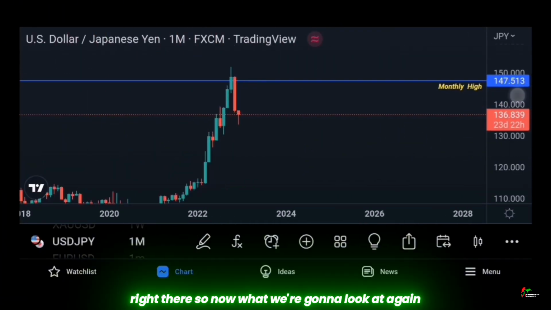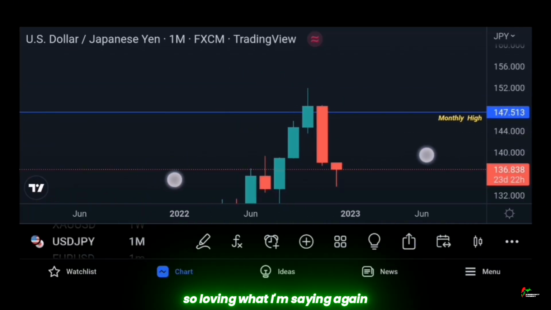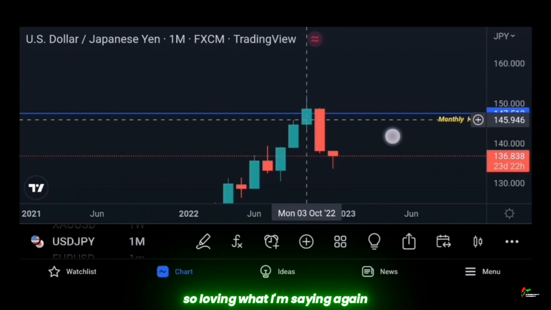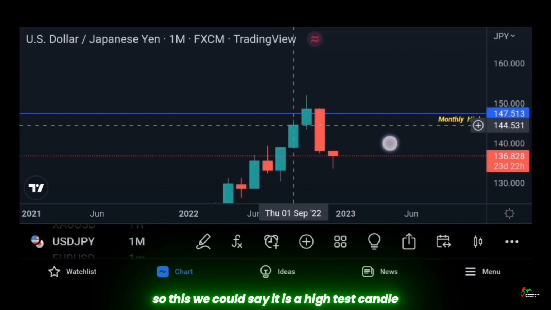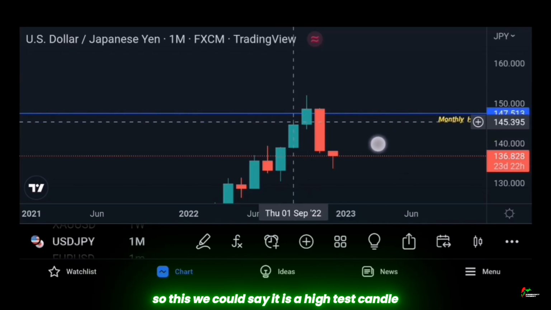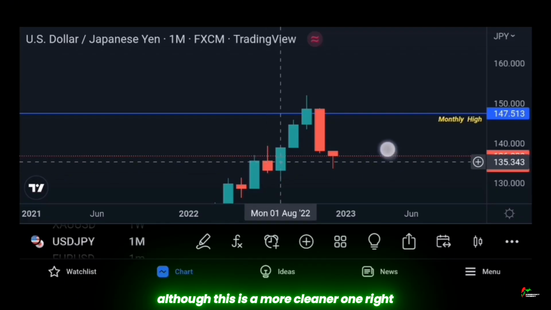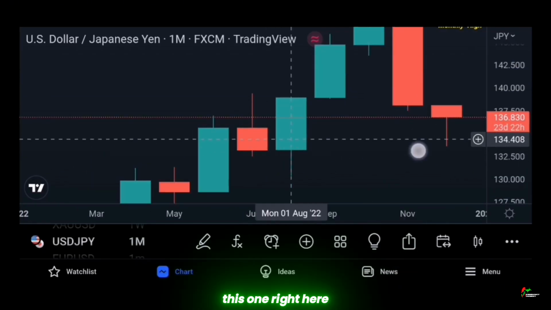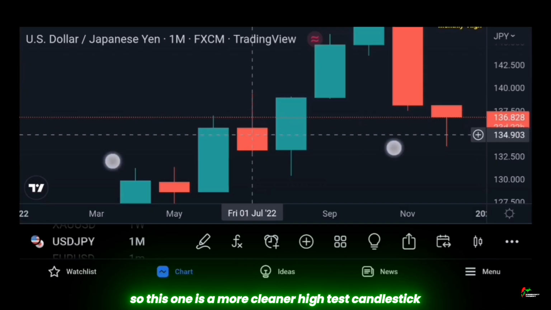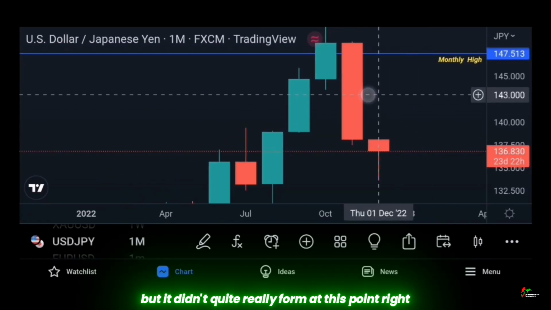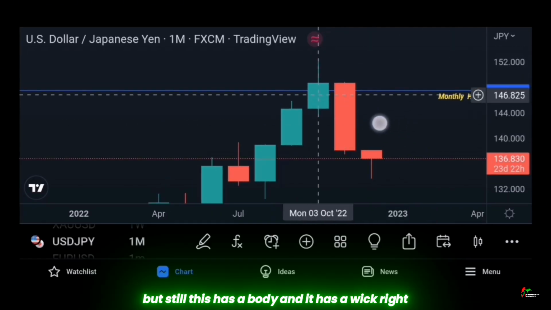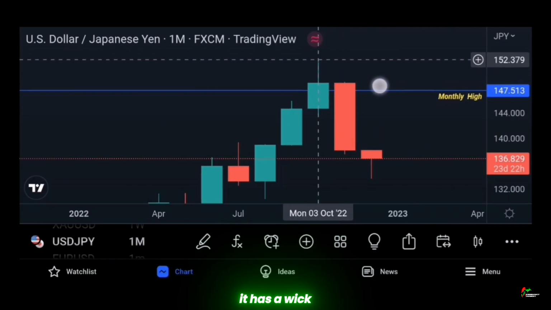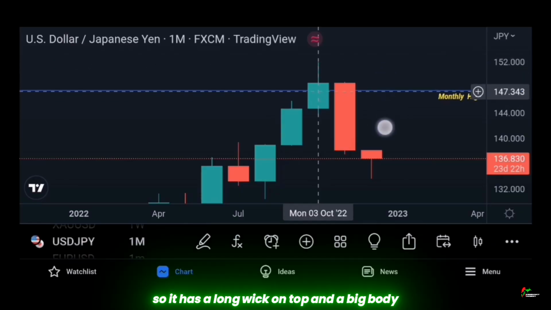Now what we're going to look at again is this high point. Loving what I'm seeing again. Here we have a body, and then we have a wick. We could say it is a high test candle, although this one right here is a cleaner high test candlestick, but it didn't quite form at this point. Still, this has a body and a long wick on top and a big body.